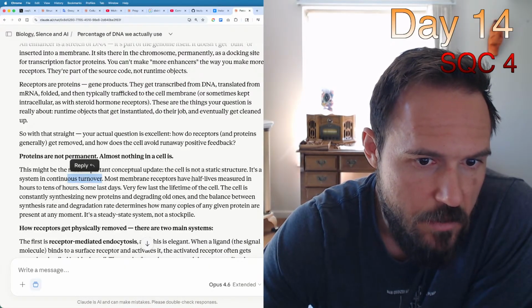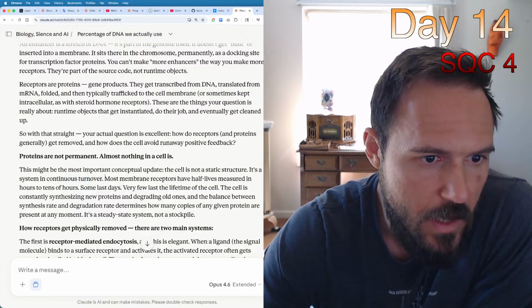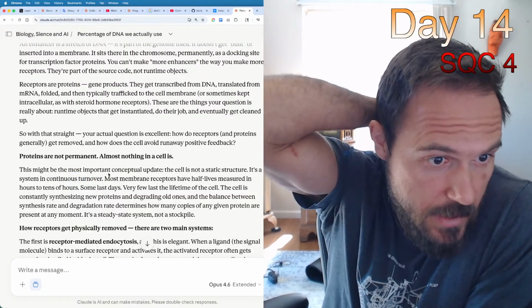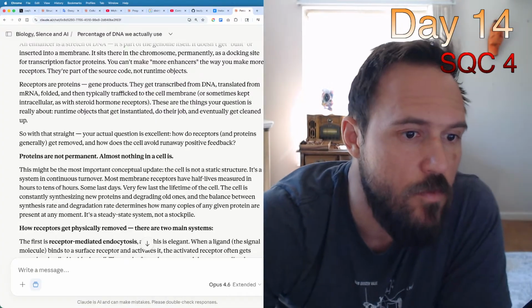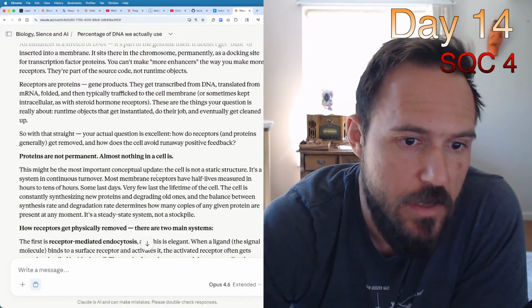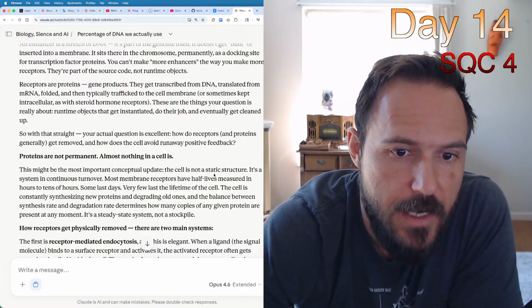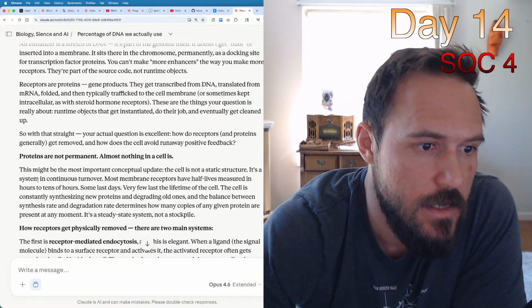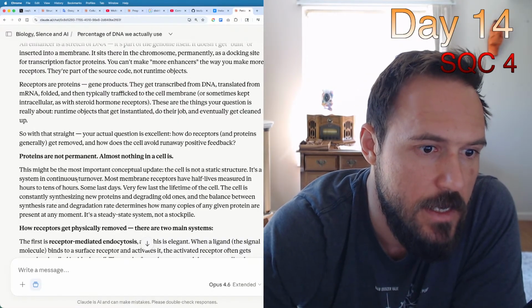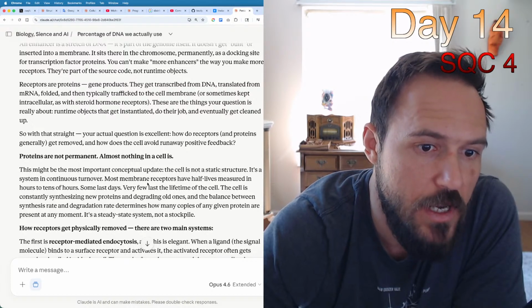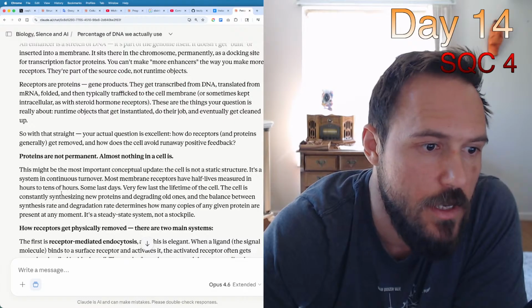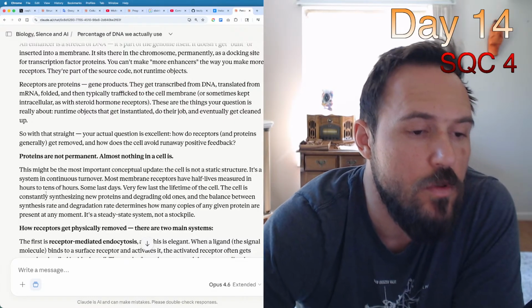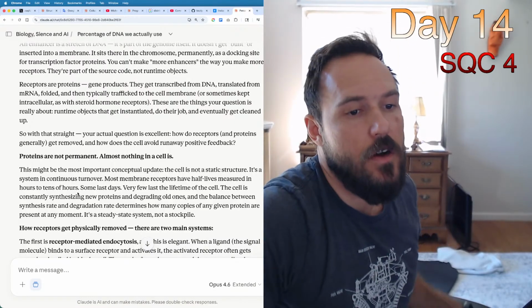Most membrane receptors have half-lives. Okay, yeah, that might be. Proteins are not permanent, and almost nothing in the cell is. This might be the most important conceptual update. The cell is not a static structure; it's a system in continuous turnover. Most membrane receptors have half-lives measured in hours to tens of hours.